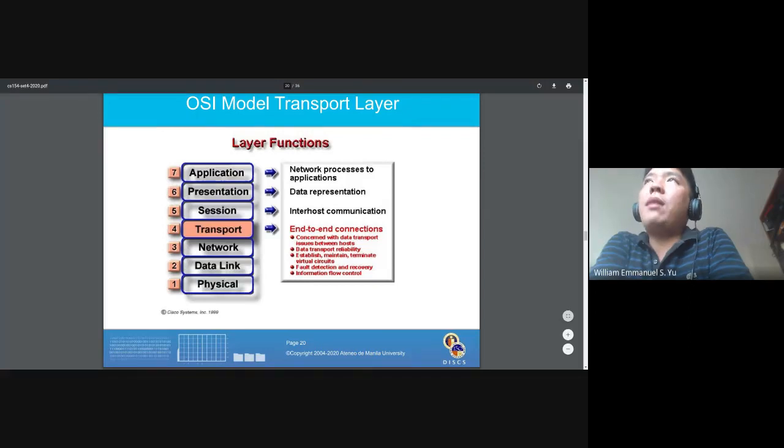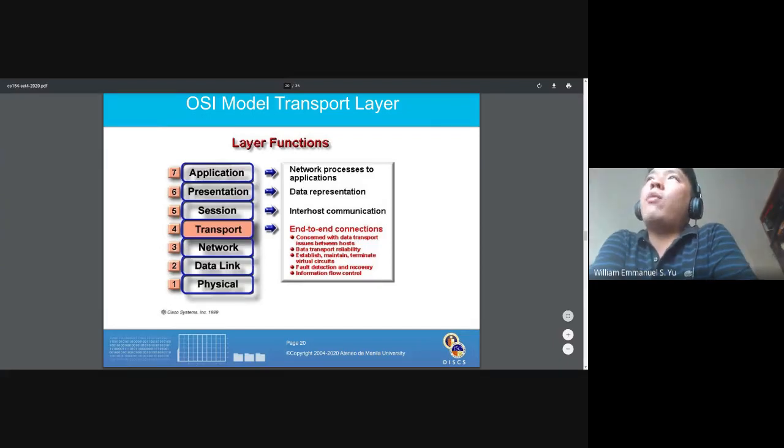Kasi, sige, I'll break the 5 megabyte file into, let's just say hypothetically, 5 pieces. So tig-1 megabyte yung piece. Para kung 1 megabyte sent, succeed. Okay, next, send the second megabyte, succeed. Send the third megabyte, oops, nag-fail. You only resend the third megabyte, not the first and second. So breaking them down into smaller segments allows you to manage the flow of communications properly. That's what we call flow control, right?